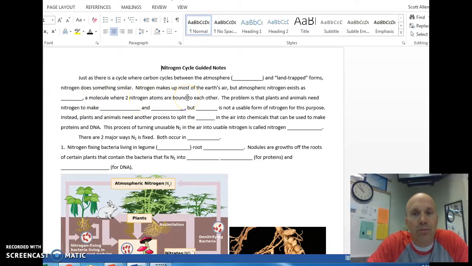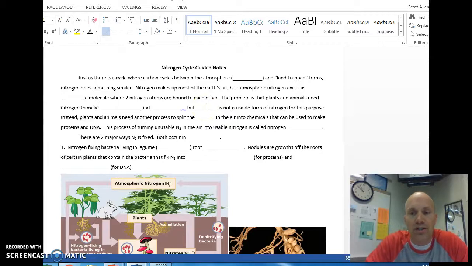All right. The problem is that both plants and animals need nitrogen to make proteins and DNA, but the type of nitrogen that's in the air, which is N2, that's going to go right here, is not a usable form for doing that.